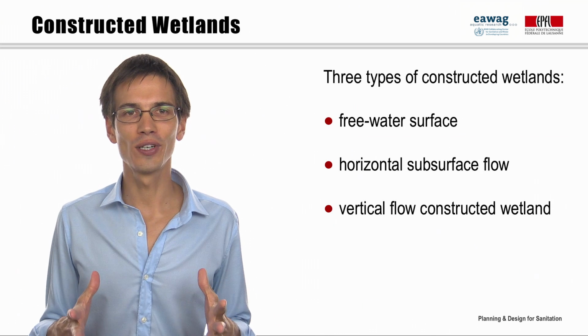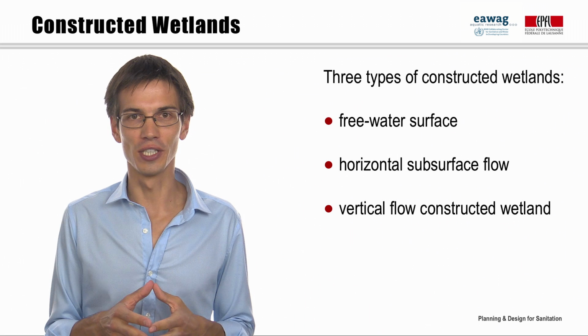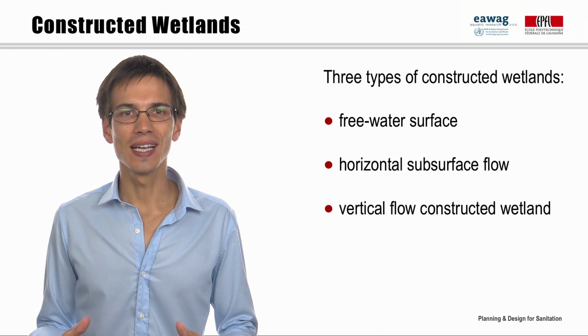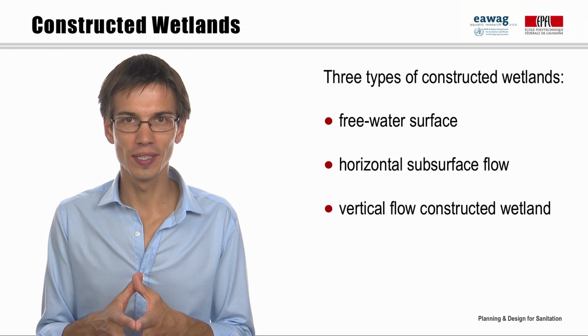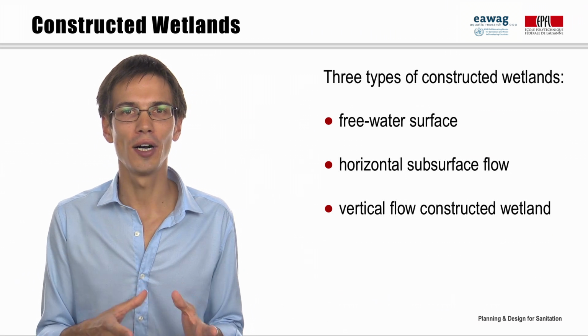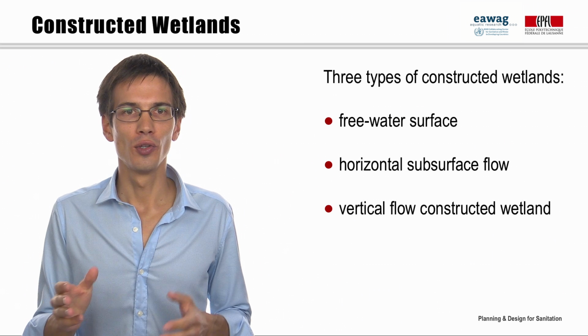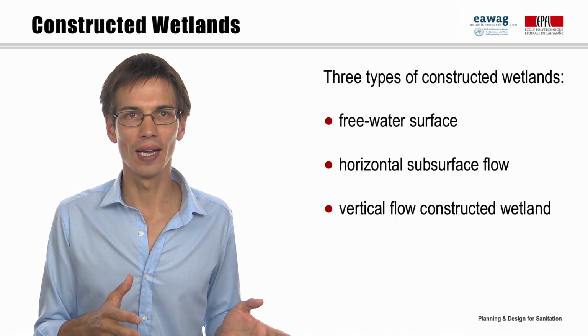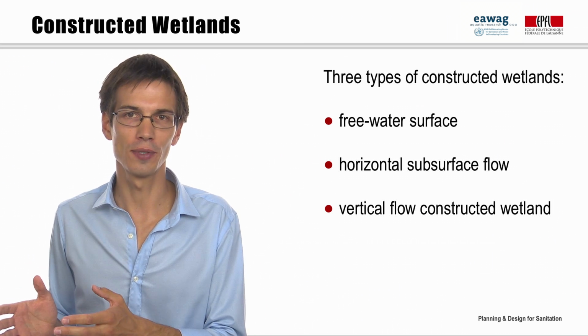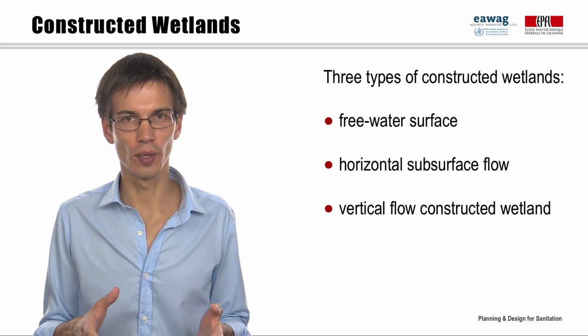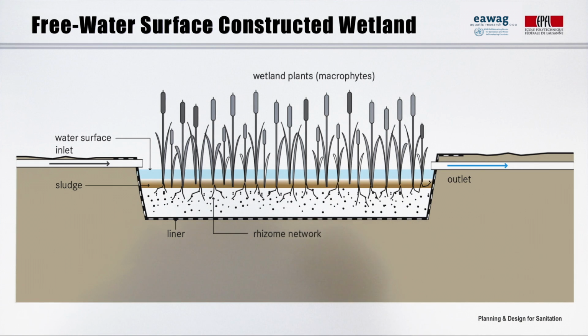We will now have a look at another family of treatment technologies, the constructed wetlands. Constructed wetlands aim to replicate the naturally occurring processes of a natural wetland, marsh, or swamp. We distinguish three types: the free-water surface constructed wetland, the horizontal subsurface flow constructed wetland, and the vertical flow constructed wetland. Let's start with the free water surface constructed wetland.